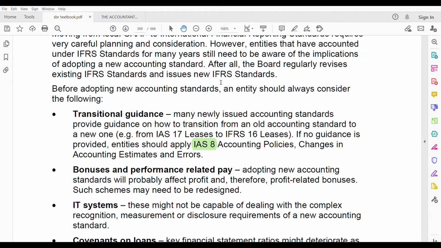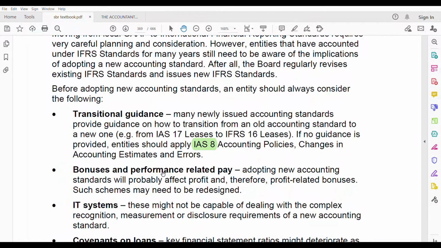But some standards give guidance on how to go from the old to the new one. One example is leases, a very good example: IAS 17 to IFRS 16. But if no standard is there, go by IAS 8.